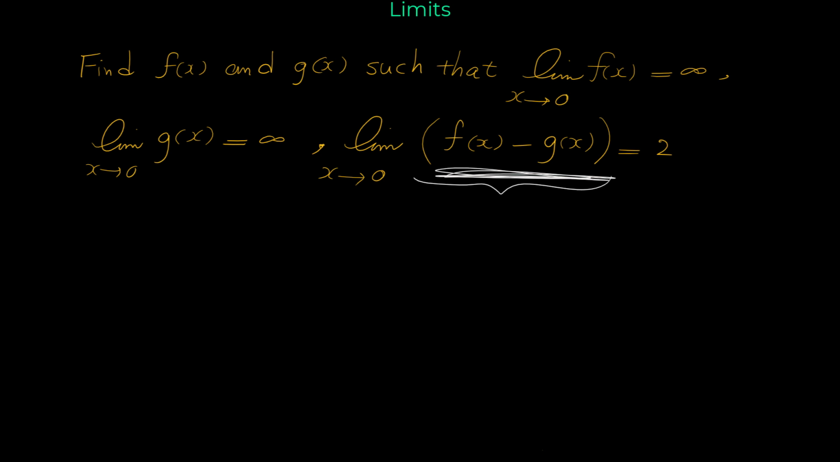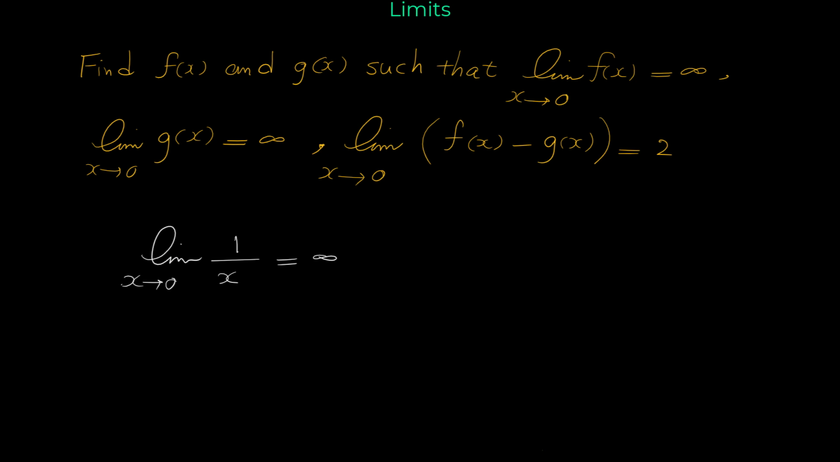If you look for functions whose limit when x approaches 0 is infinity, maybe you can think of rational functions. For example, limit of 1 over x or 1 over x to the 2 or 1 over x to the 3 when x approaches 0 is infinity. But attention, there is a problem here. If x approaches 0 from the left, not from the right, limit of 1 over x would be negative infinity.